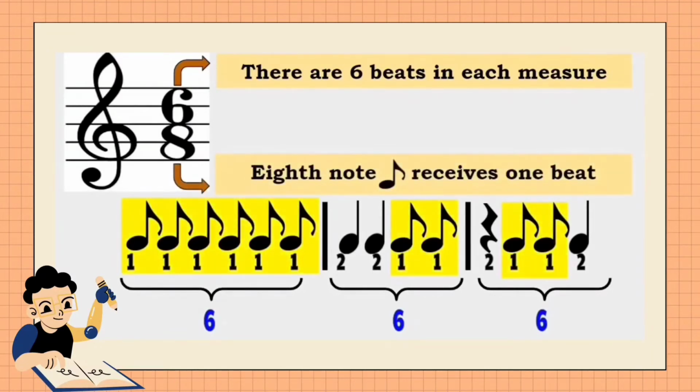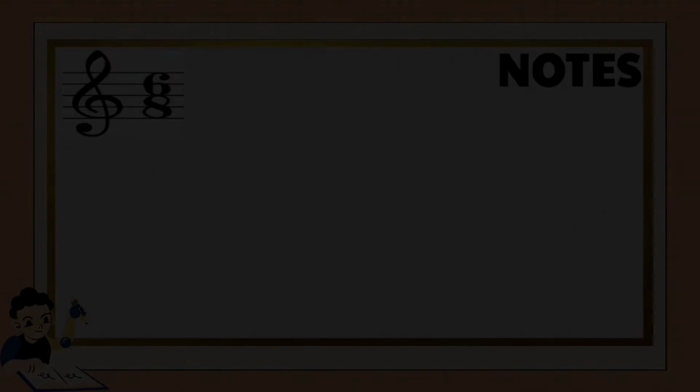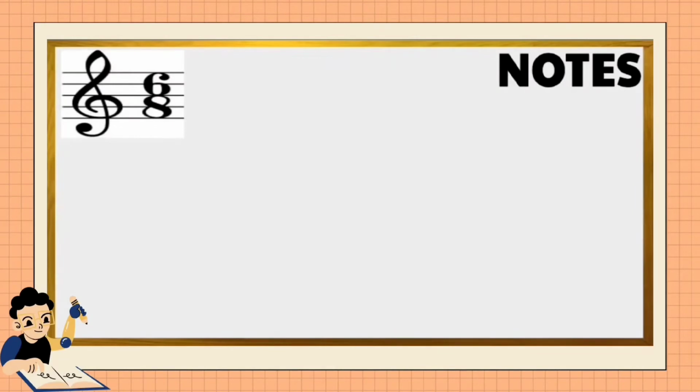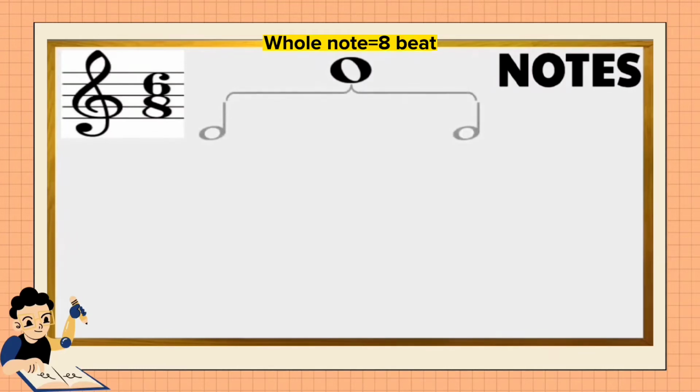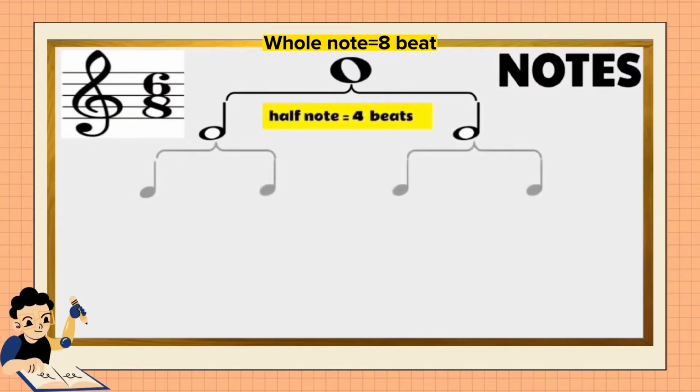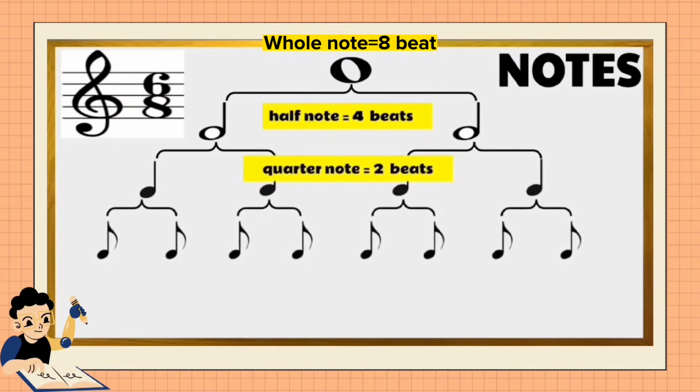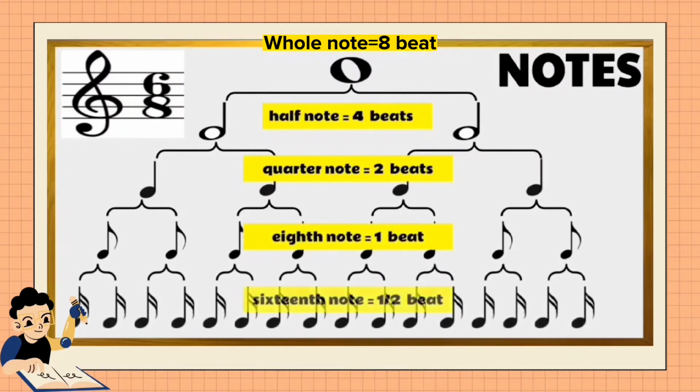Let us know the value of each note and rest in 6/8 time signature. Let us have the notes first. Whole note receives 8 beats. Half note receives 4 beats. Quarter note receives 2 beats. 8th note receives 1 beat. And every 16th note receives 1 half beat.